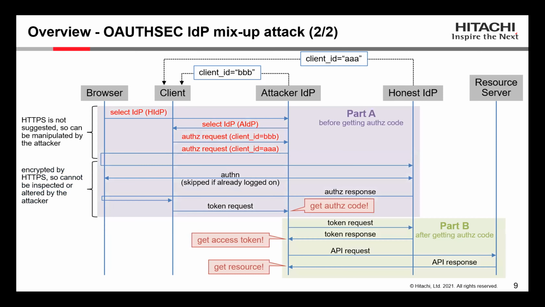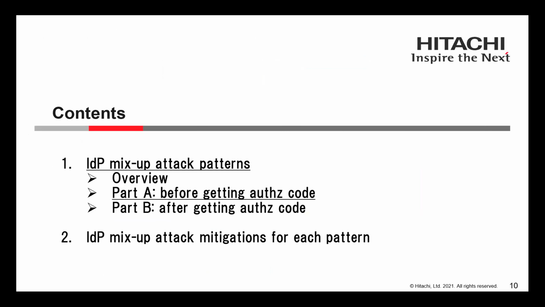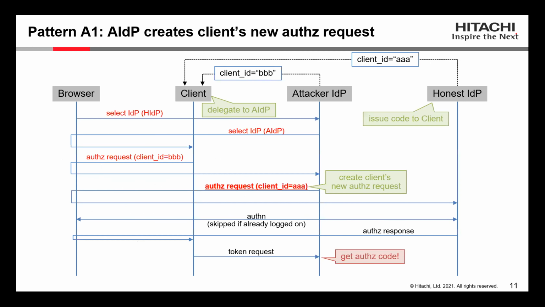In this session, I describe the IdP mix-up attack divided into two parts. First, part A, this part is before getting the authorization code. Second, part B, this part is after getting the authorization code. So first I describe part A. There are three patterns in part A. Part A is before getting the authorization code, so this figure finishes when getting the authorization code.